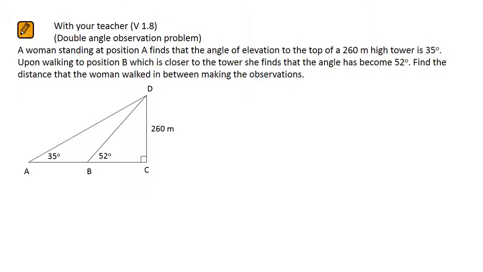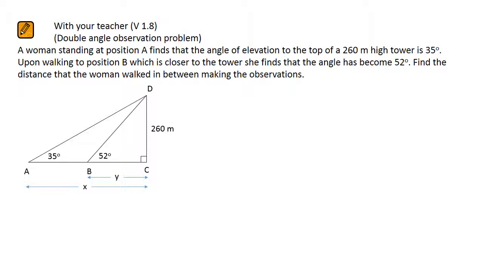distance AB. We're going to start by looking at the big triangle ACD. We've got enough information about that triangle that we could work out the distance from A to C. We'll call it X. Then we're going to look at the other triangle, the small triangle BCD. There's enough information there that we could work out the distance from B to C. We'll call it Y. We can then work out the distance that we require, the distance AB, by taking away one answer from the other.